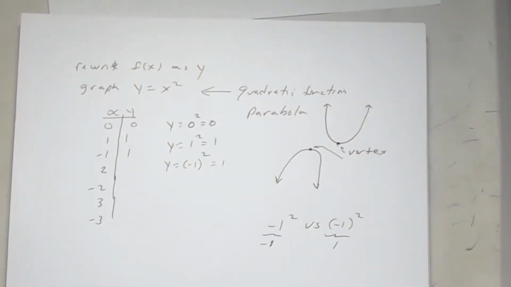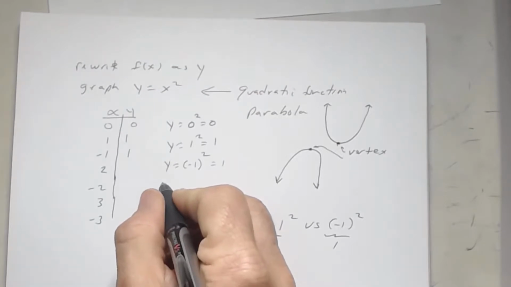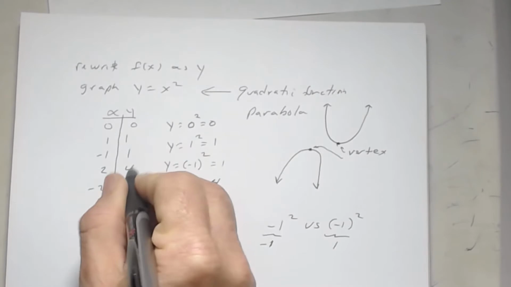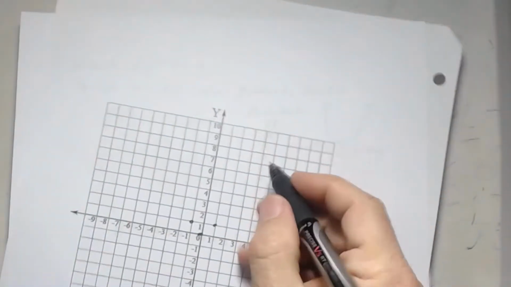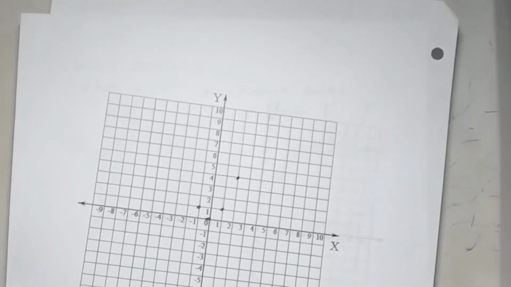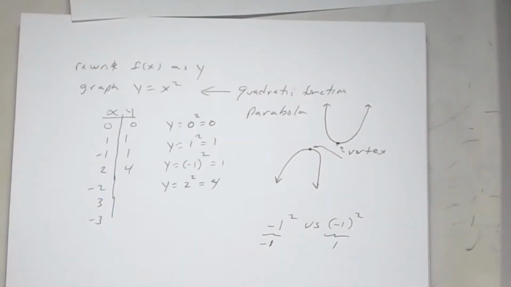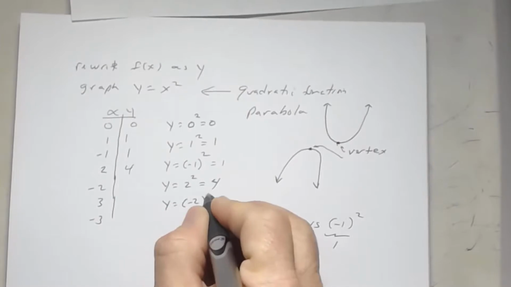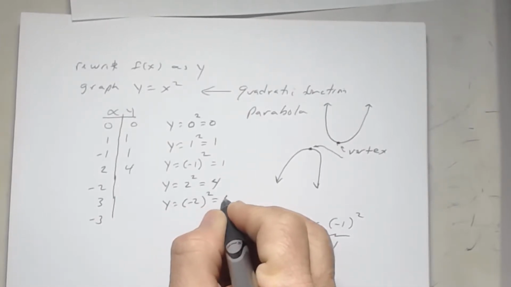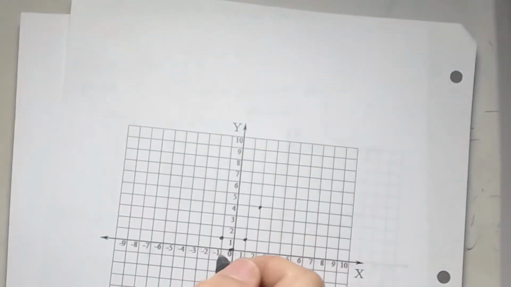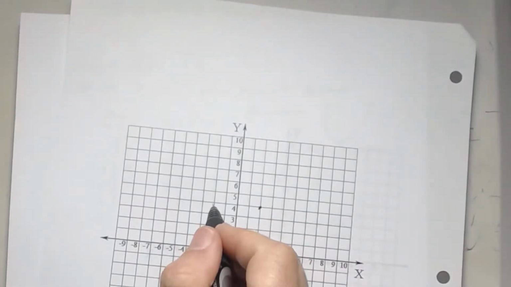Keep plotting those points. When x is 2, I get y equals 2 squared, which is what? 4. So I plot the point 2, 4. So 2, 4 is here. Okay. When x is negative 2, I get y equals, in parentheses, negative 2, but I'm squaring it, so what's that? 4 as well. So negative 2, 4. So negative 2, 4 is here.